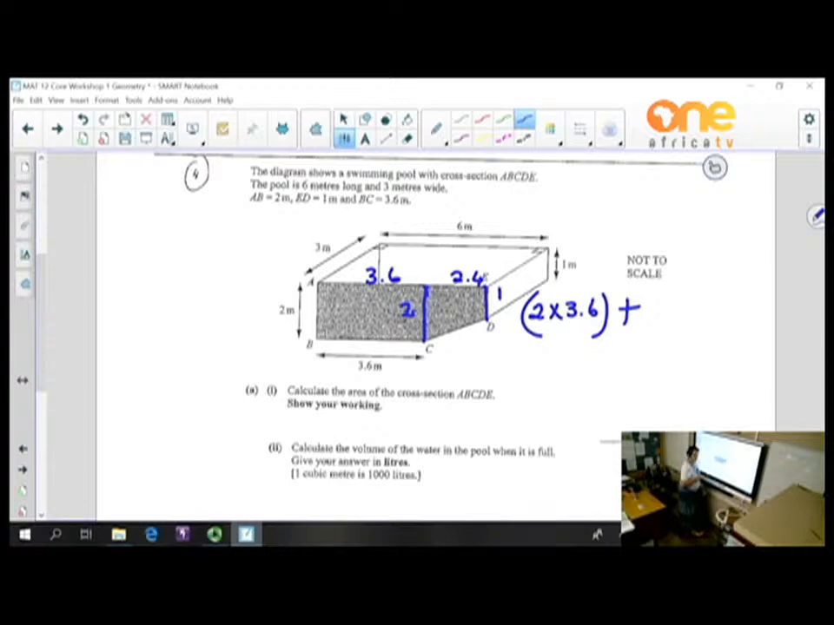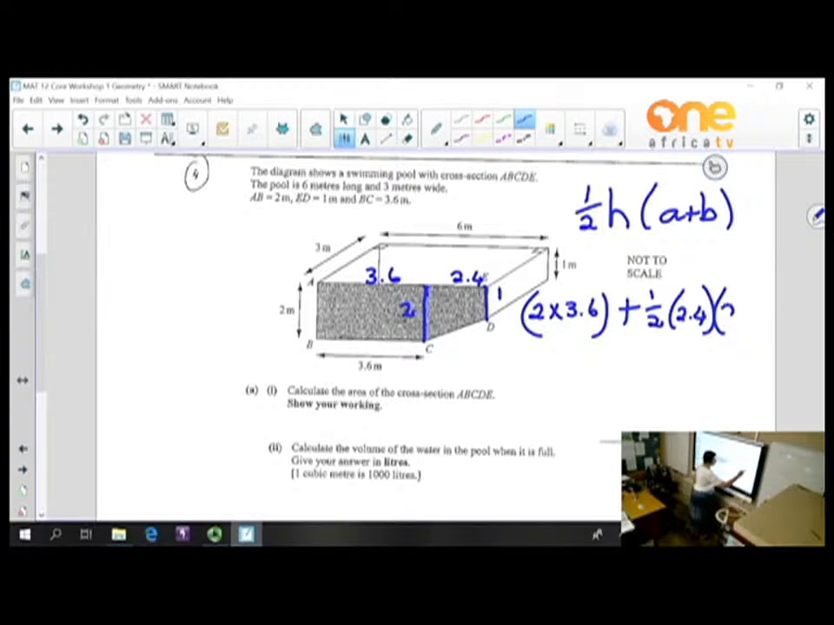So this is a trapezium. The formula for a trapezium is half height times A plus B. So this is going to be half of the height, which is 2.4, and A plus B are your two parallel lines, which is 2 plus 1. That's how you calculate that one there. So the total area is 10.8. This one is 6.